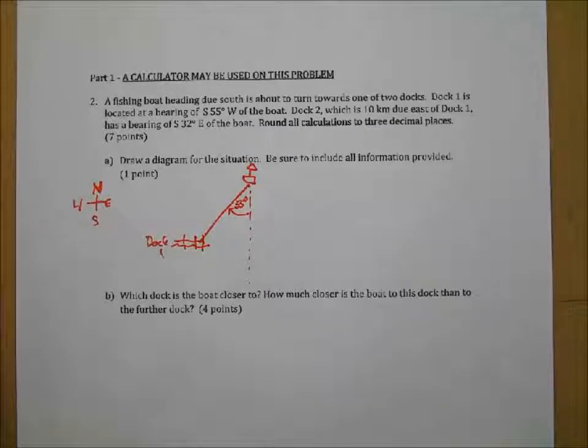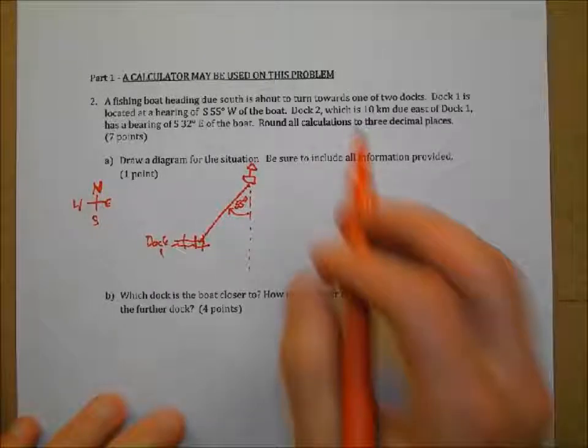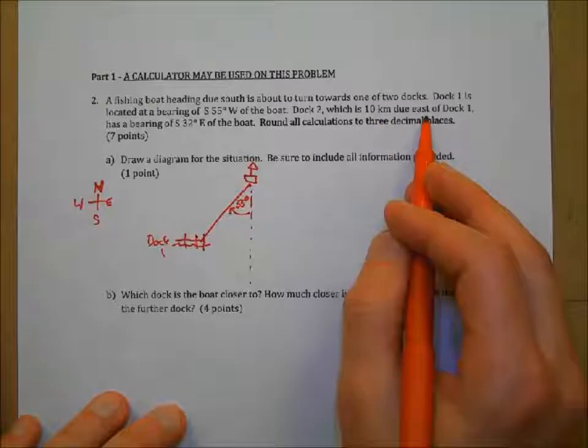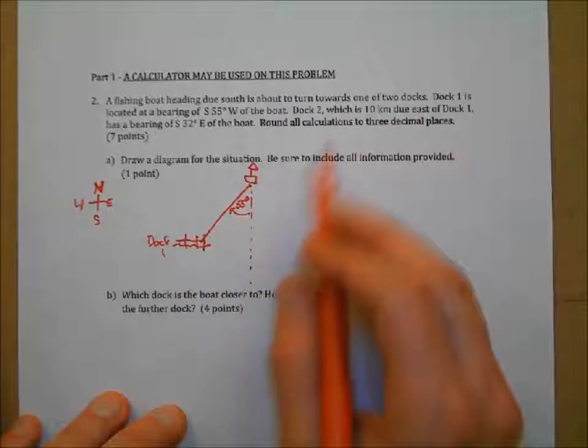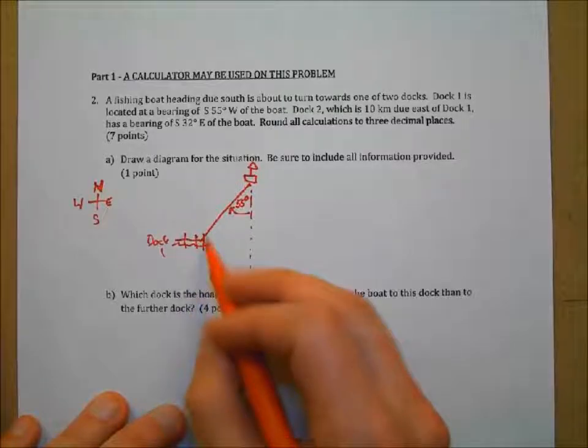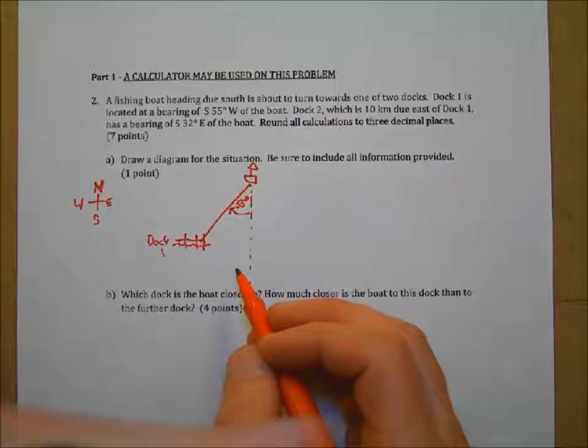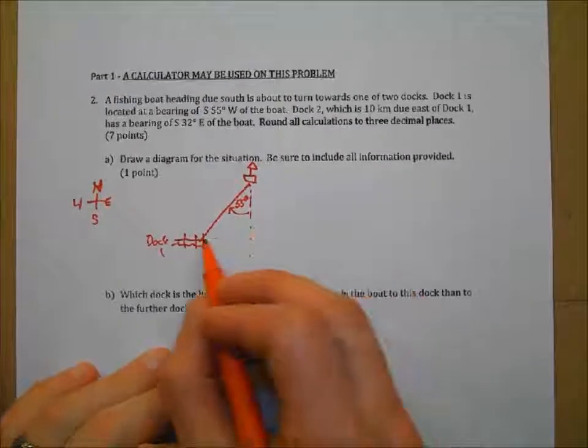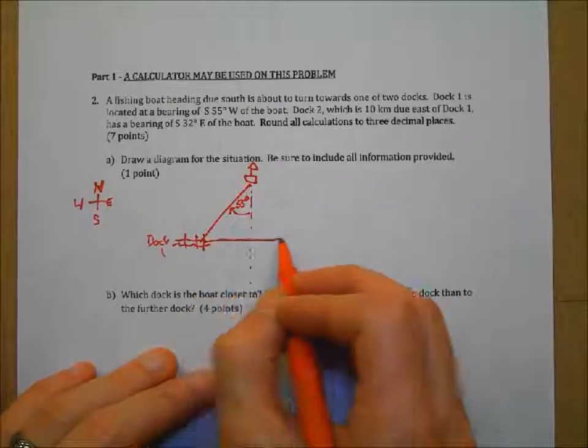Dock 2, which is 10 kilometers due east. So here's dock 1. Dock 2 is 10 kilometers due east. So due east will be which direction from dock 1? To the right. And directly right, right? So horizontally to the right. So we'll kind of draw, and there's dock 2.